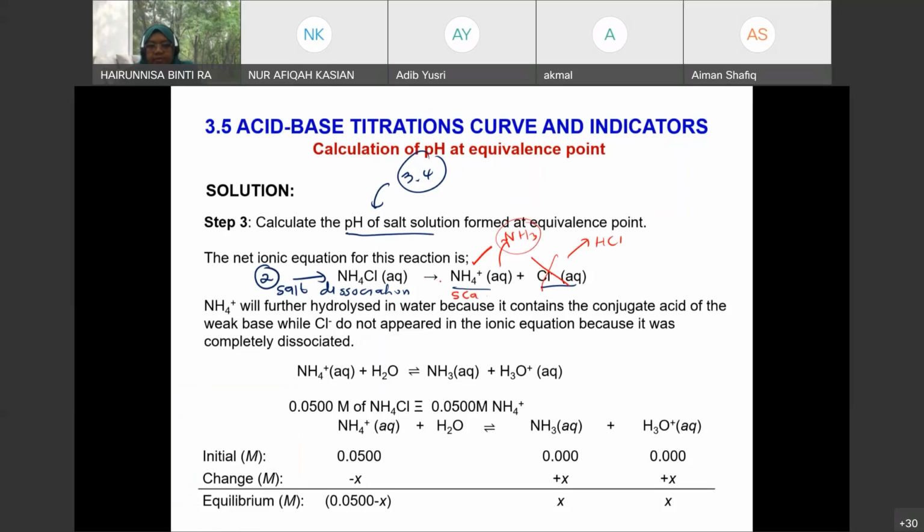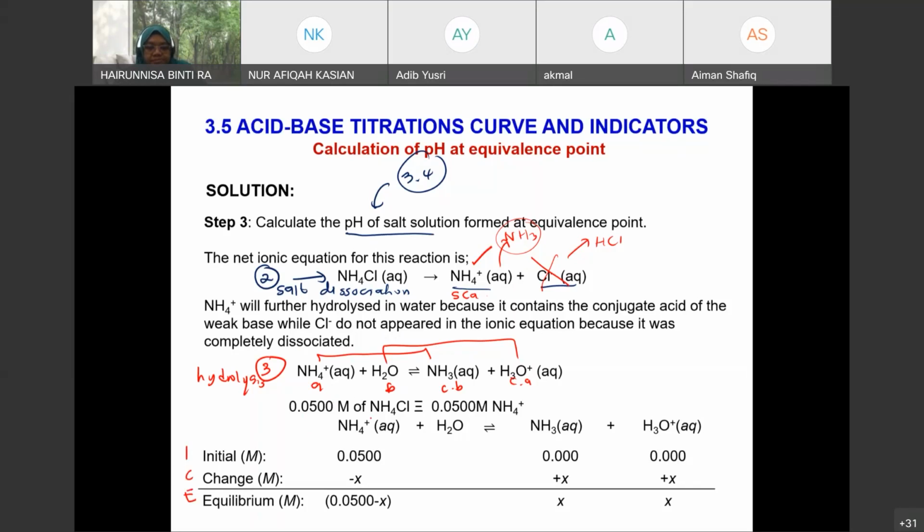So dia akan, step nombor 3, hydrolyze eh. So hydrolysis, ammonium ion tadi adalah acid, so water akan jadi base. So ammonia ni adalah conjugate base kepada ammonium ion, dan water, this one is conjugate acid. Okay, so you dah kira tadi, now daripada equation yang sama ni, remember equation yang you akan buat, ni baru kita pergi pada ICE table eh.